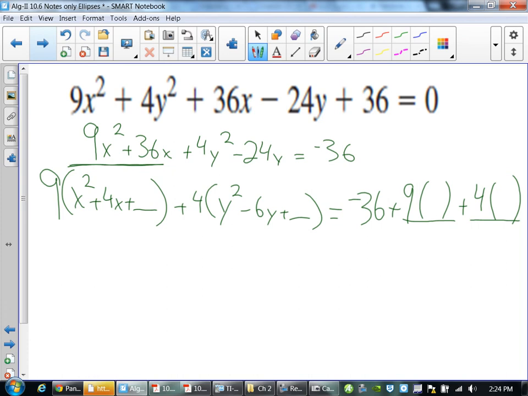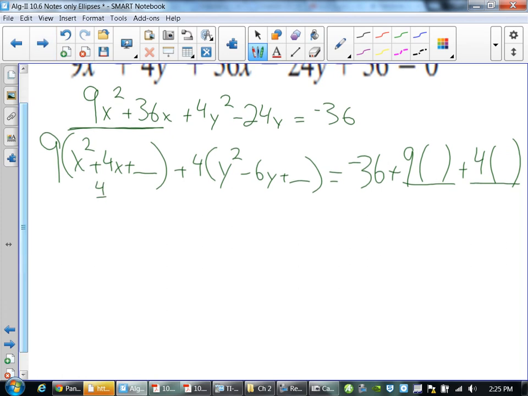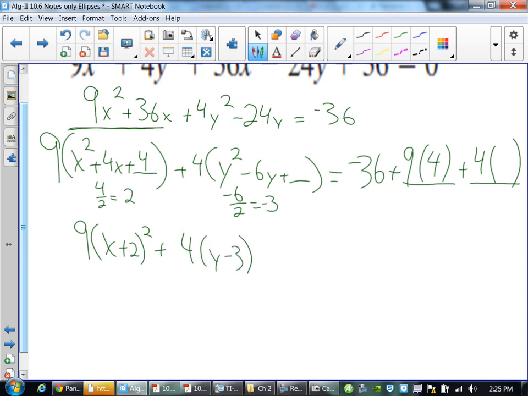So here we just go through the process. Half of 4 is 2. 2 drops to my parentheses just like it did before. When I square 2, I get 4. So bring the 4 to both sides. Bring the 4 down for the parentheses. Half of negative 6 is negative 3. Square it, and I'm adding 9 to both sides.